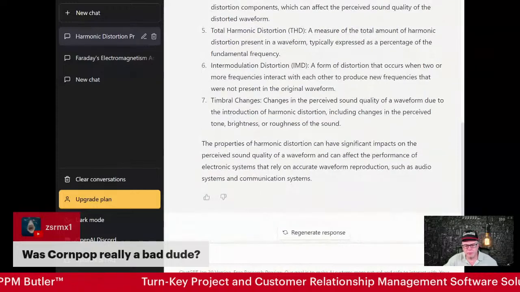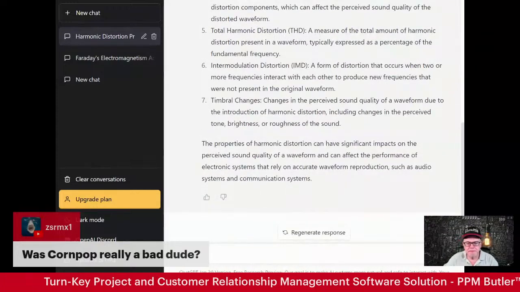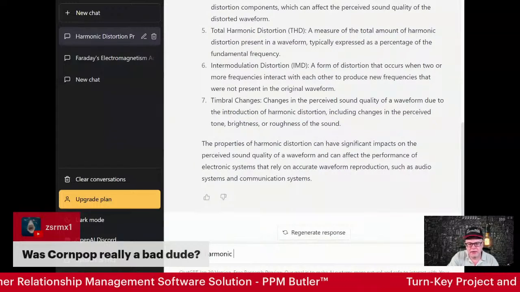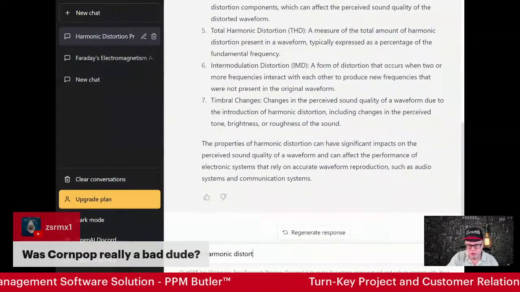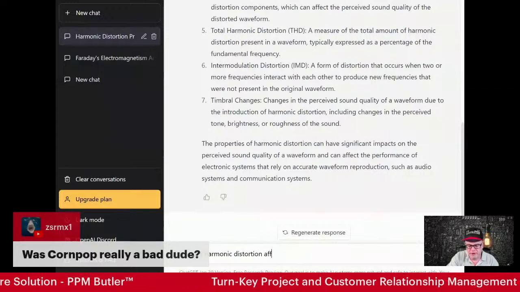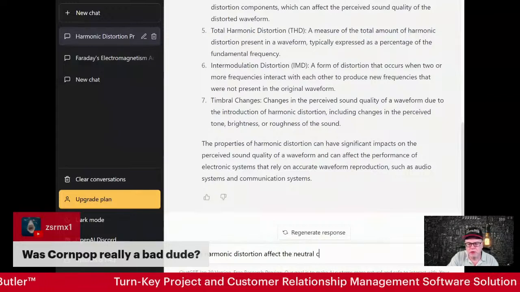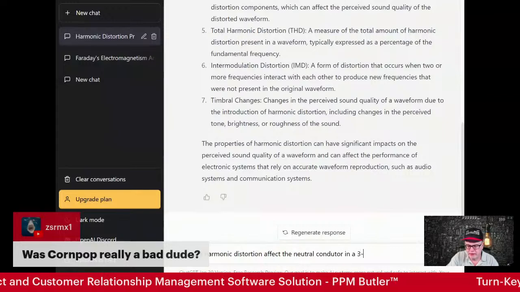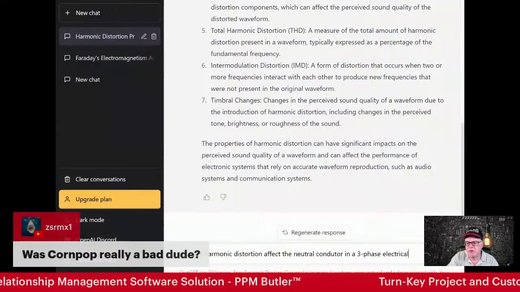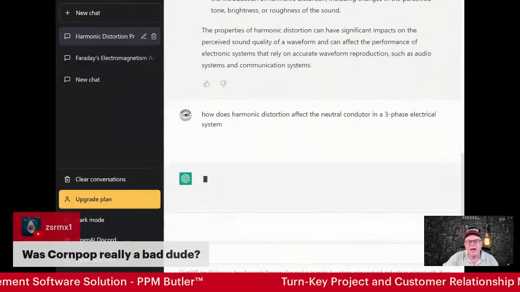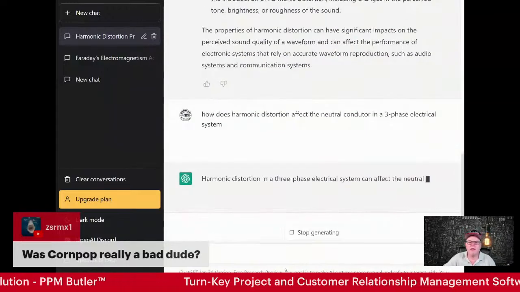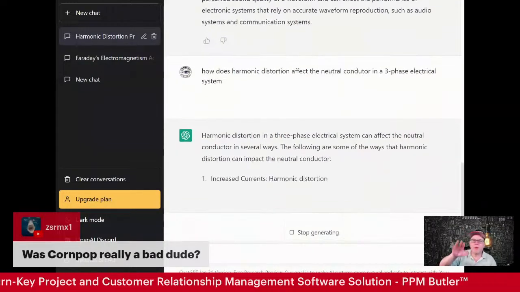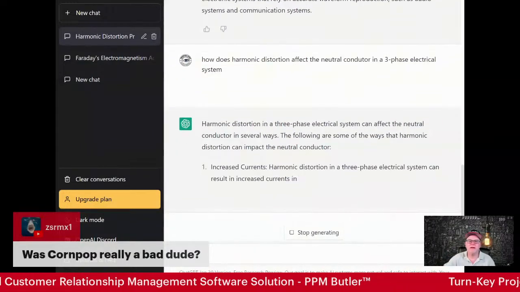Now watch my follow-up here. I'm going to say, how does harmonic distortion affect the neutral conductor in a three-phase electrical system? I am interested to see what it says. Y'all get my point, this is so interesting.